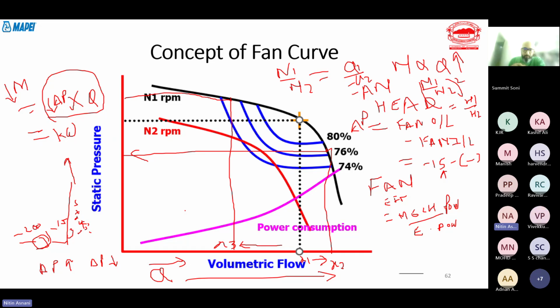Which means if the system resistance increases, the flow will decrease. But one thing you should always keep in mind is that the fan curve is always applicable at constant RPM. It is not applicable for different RPM. It means at the same RPM, if the flow increases, automatically your system resistance will decrease.